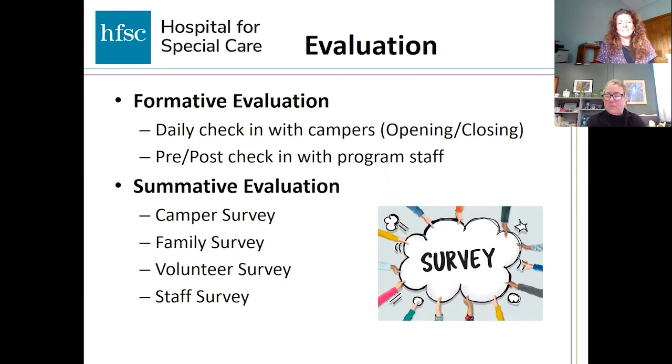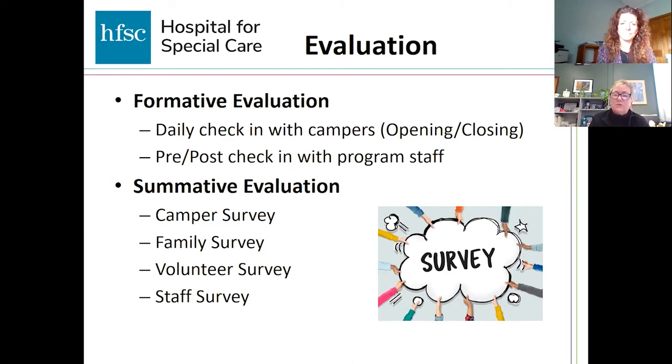All right. So again, we're hitting home to you the whole API process, and we would be remiss if we didn't talk about evaluation. You saw me point out on the schedule, campers, we check in with the campers. So the formative evaluation is that one-on-one checking in during the day, in a formal process with myself as the director and the nurse, in opening, closing, but also throughout the day.